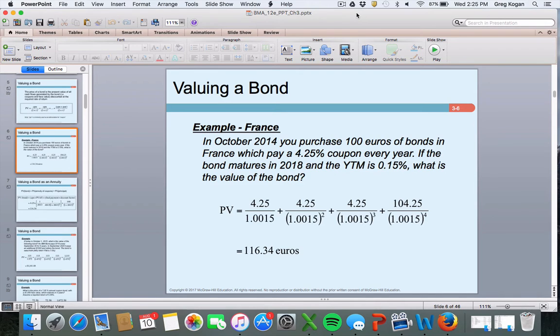With this one, for example, we have a bond that pays 100 euros, that you purchase for 100 euros, and pays 4.5 euros every year. And we're saying that the yield to maturity is 0.15. What is the value of the bond? So we basically discount the bond by its yield to maturity year over year, and we see the current present value of the bond. And you can see that the coupon is actually much higher than the yield, which is what's going on now in this low risk environment.